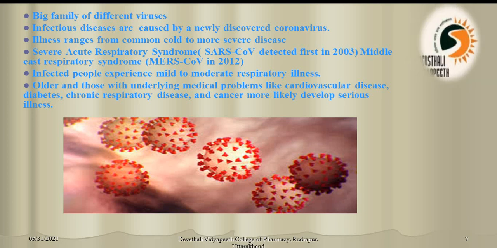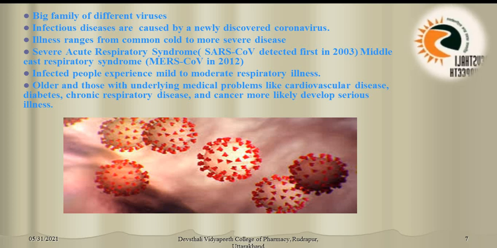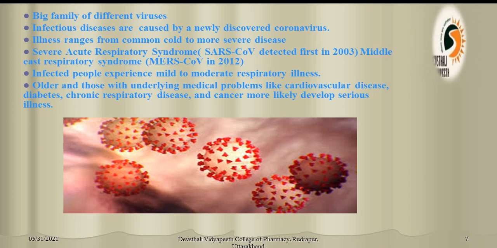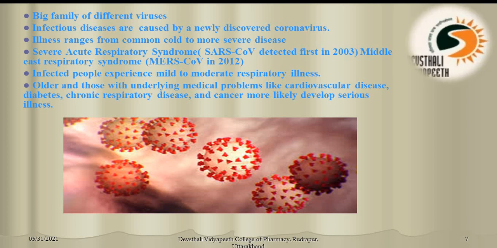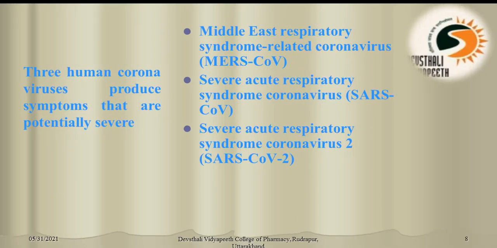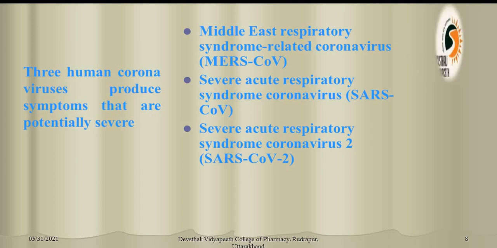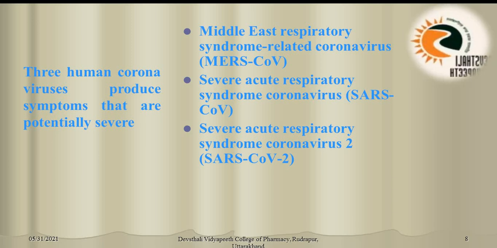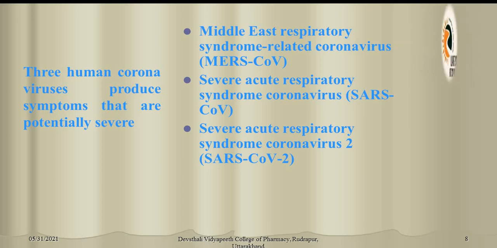Infected people experience mild to moderate respiratory illnesses, and people who already have medical problems are more prone to these viruses. If the patient has serious diseases like diabetes, chronic respiratory disorder, or cancer, they may develop a serious type of illness from this virus. Looking into the classification, 3 human coronaviruses produce potentially severe symptoms: MERS-CoV, SARS-CoV, and SARS-CoV-2, which we will discuss individually in the next segments.